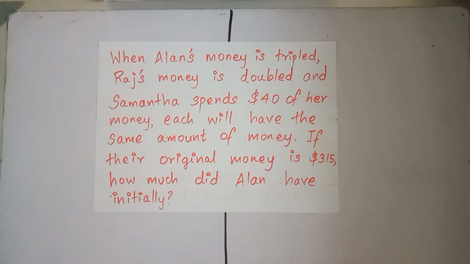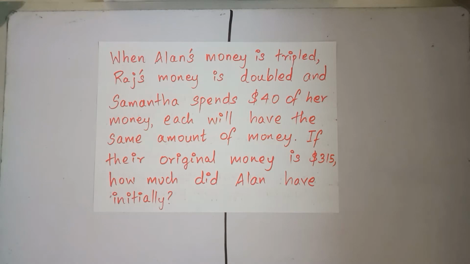In this video, we'll be looking at a word problem. The problem states, when Alan's money is tripled, Raj's money is doubled, and Samantha spends $40 of her money, each will have the same amount of money. If their original money was $315, how much did Alan have initially?